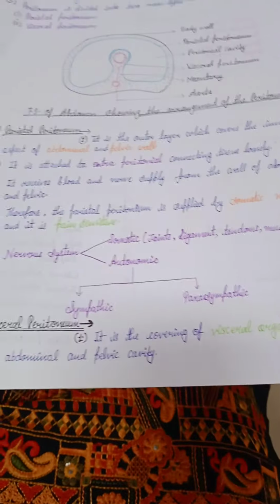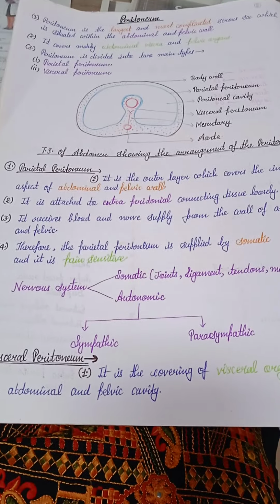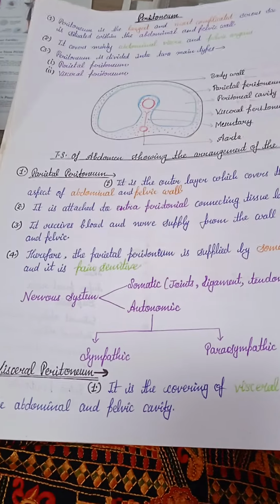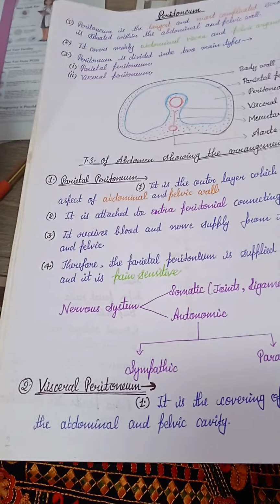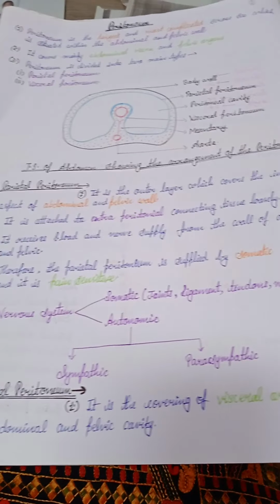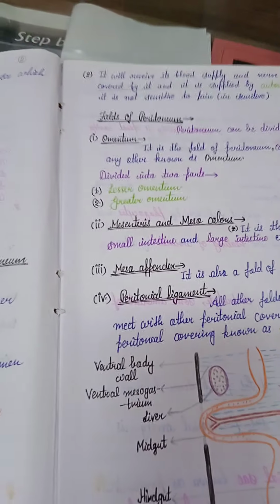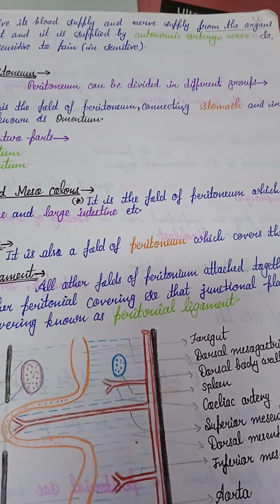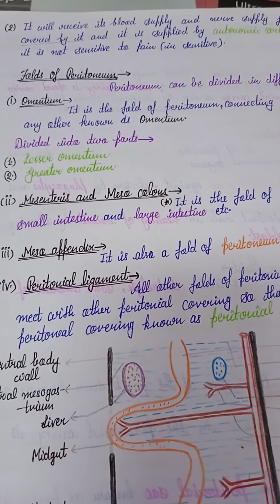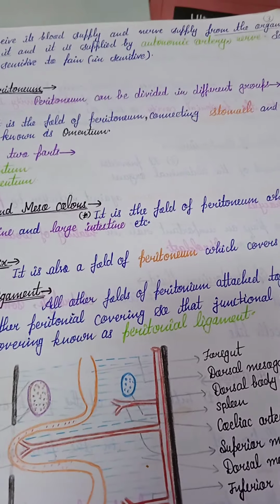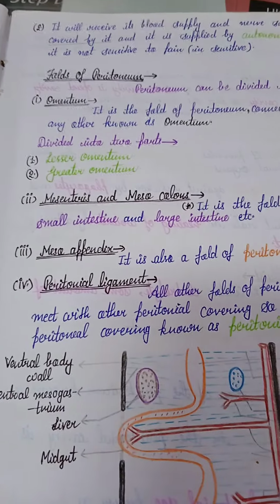The nervous system is divided into two parts: somatic, which supplies joint, ligament, tendon and muscle, and autonomic, which is sympathetic and parasympathetic. Visceral peritoneum is the covering of the visceral organs of the abdominal and pelvic cavity. It receives blood and nerve supply from the organs covered by it, and it is supplied by autonomic nerves, so it is not sensitive to pain.